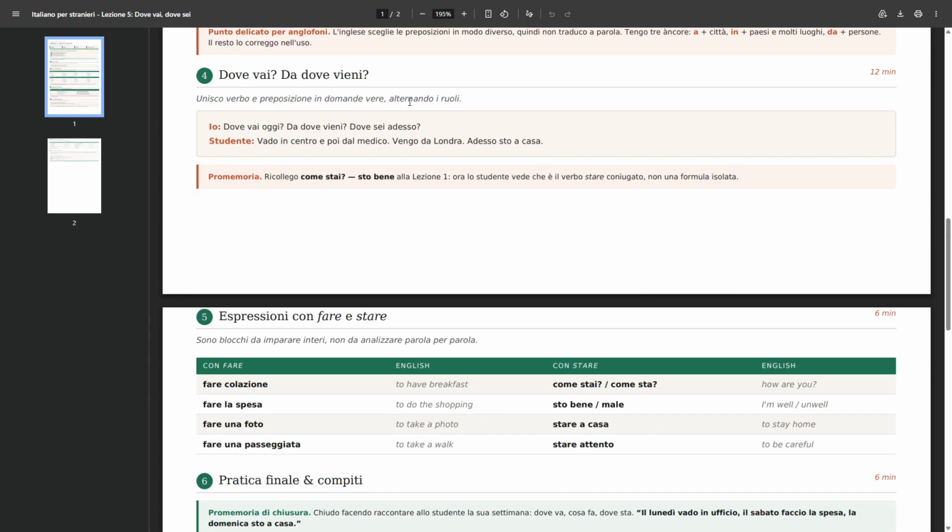Okay. Then we have the expressions dove vai and da dove vieni. So dove vai means where are you going? So dove vai oggi means where are you going today? Oggi, today. Then we have da dove vieni. Da dove vieni means where are you from? Or where are you coming from, better. Because where are you from is, yeah, it's even da dove vieni.